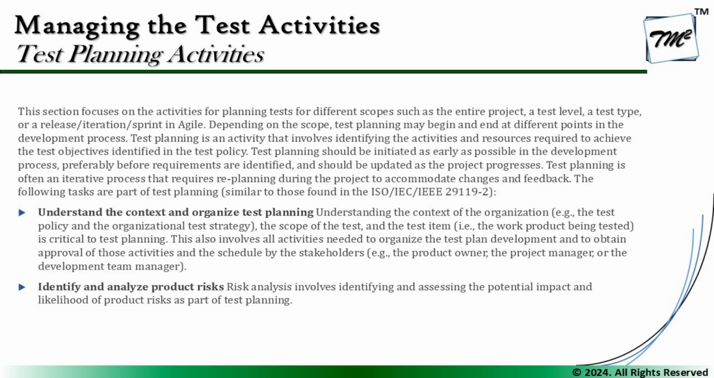The very first and foremost thing is to understand the context of the organization, which may include things like policies and strategies as well. The scope of the test and the test items, which includes the product or work product being tested, is critical for the test planning. This also involves all the activities needed to organize the test planning development and to obtain approval of those activities and the schedule by the stakeholders, because we will have to align them to the different activities which are happening in the SDLC, which certainly means one thing, that every development activity has a corresponding testing activity. So we must know when these test activities are to be conducted as a part of the SDLC.